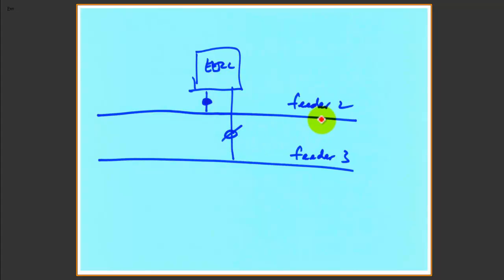Let's say feeder 2 is completely de-energized. This is a one-line diagram, so you know that it consists of three-phase feeders: feeder 1, feeder 2, and feeder 3. This gives you the perspective that in case feeder 2 is de-energized because of a fault, then we can energize this building from feeder 3.